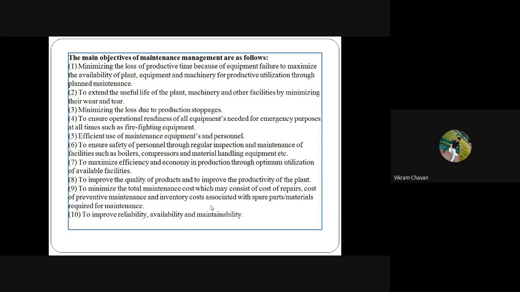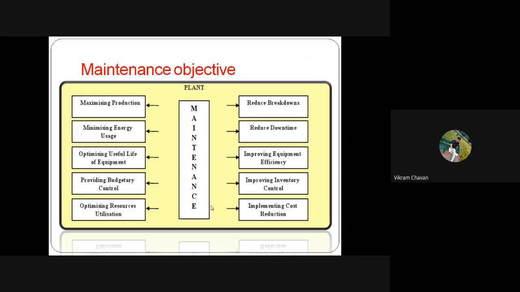Okay, so these are the objectives. We have summed up these objectives in this particular slide. That is nothing but maximizing the production, minimizing the energy usage, optimizing the useful life of equipment, providing budgetary control, optimizing resource utilization, reducing breakdown, reducing downtime, improving equipment efficiency, improving inventory control, and implementing cost reduction.